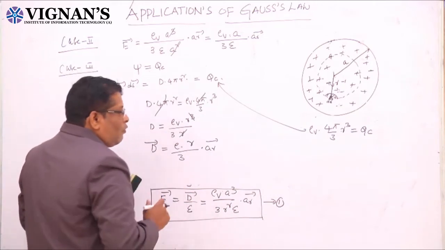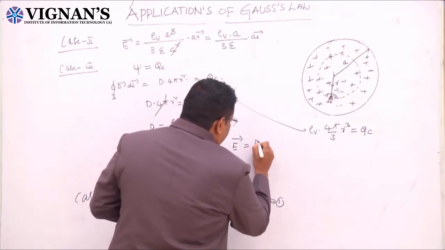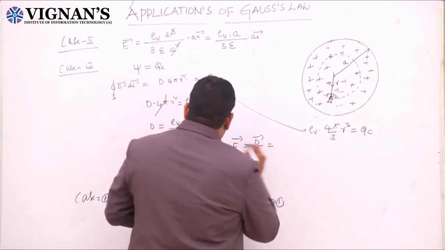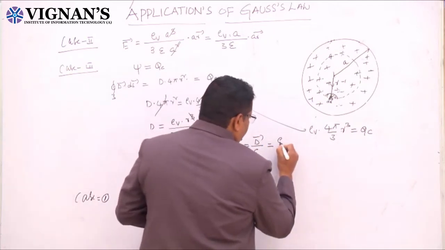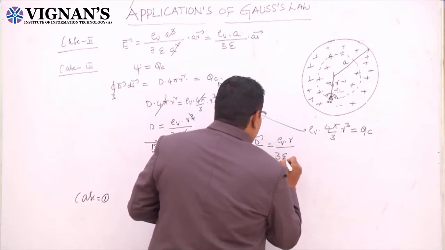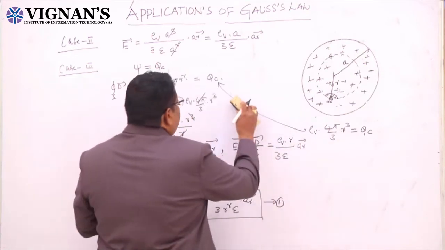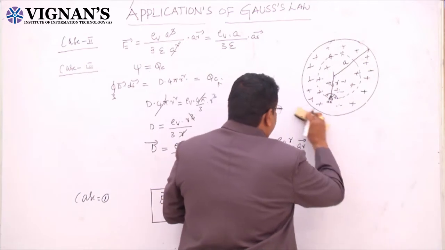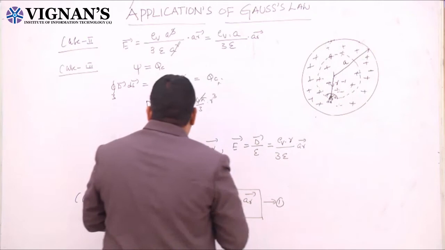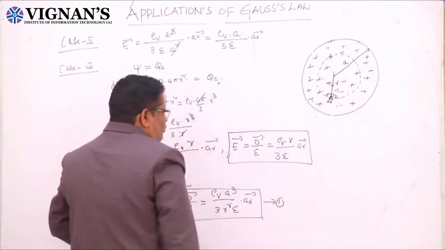Now from this one, you are finding the electric field intensity inside of a sphere. E bar equals D bar by epsilon, which is equal to rho_v into r by 3 epsilon a_r bar. This is the electric field intensity inside of a charged sphere.